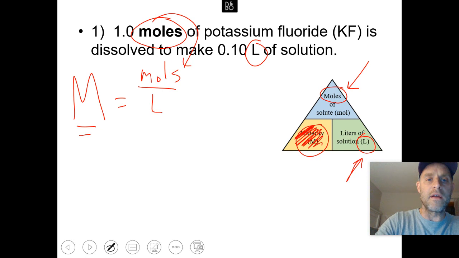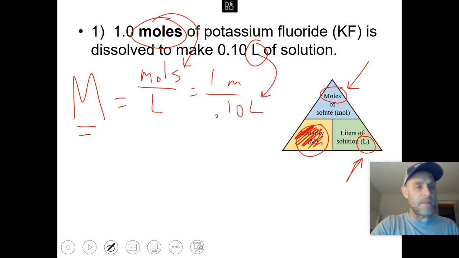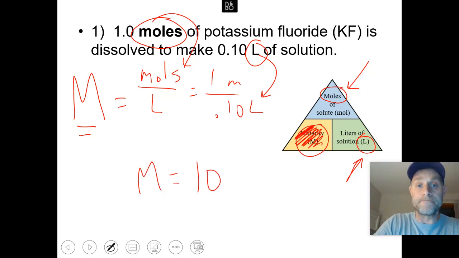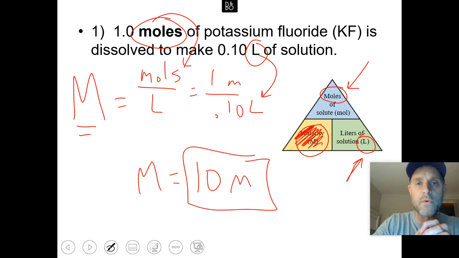I go, all right, 1 mole on top. And then I'm going to go 0.10 liters on bottom. Right? And I pull out my handy calculator. I type that in. If you do that, you find molarity equals 10. 1 divided by 0.1 is 10. So 10 molar, that's your answer to number 1. Boom. We're a quarter of the way done.